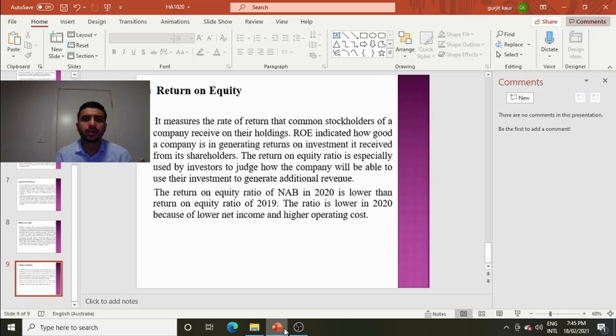The return on equity ratio of NAB in 2020 is lower than the return on equity ratio of 2019. The ratio is lower in 2020 because of lower net income and higher operating cost.